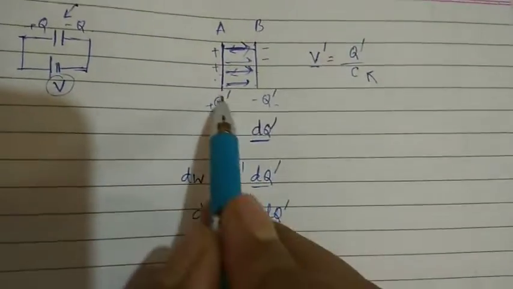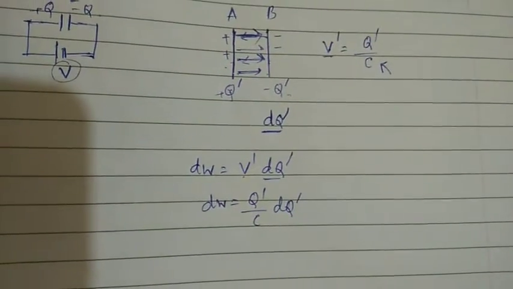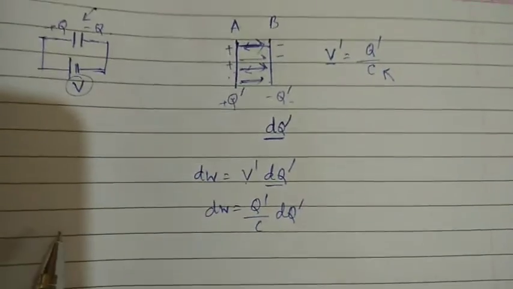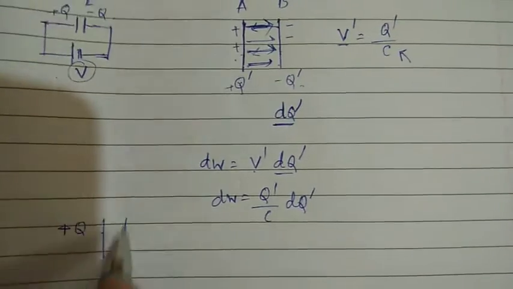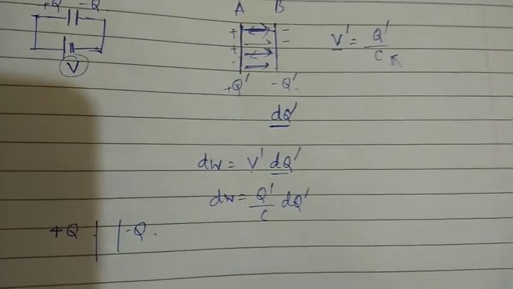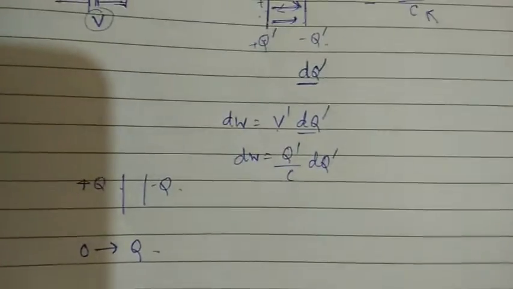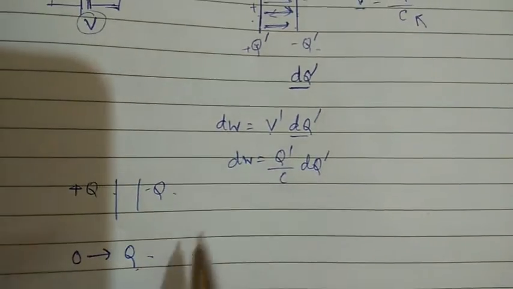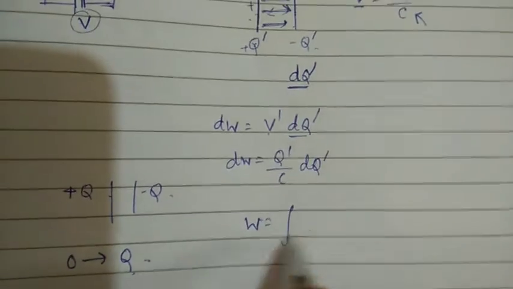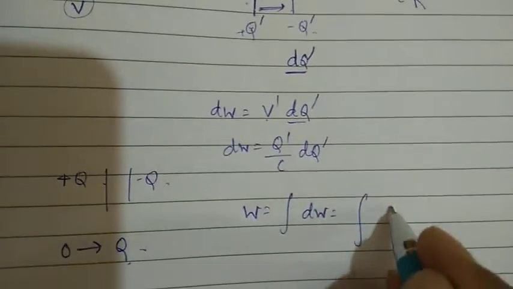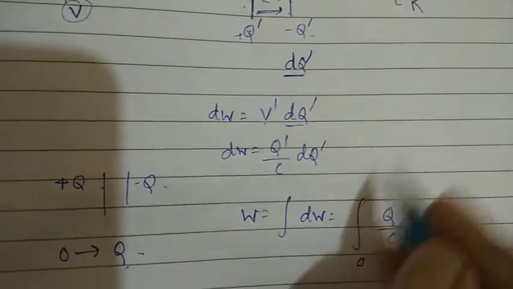Now initially the capacitor had no charge, and suppose at the final time when it is fully charged, the positive plate has plus Q charge and the negative plate has minus Q charge. So actually we are charging it from charge 0 to Q. So the total work done to charge it to the charge Q will be W equals integration of dW, integration of Q prime by C dQ prime. The limit will be 0 to Q.